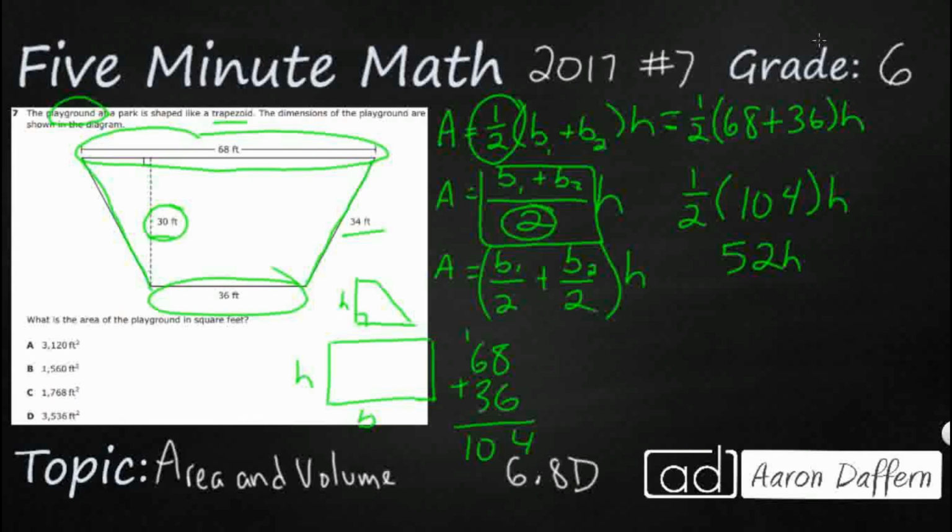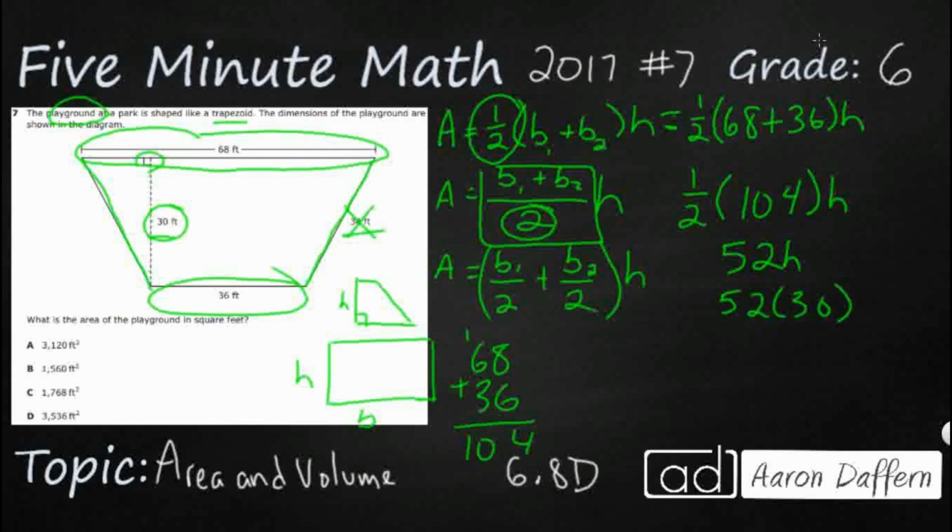Most trapezoids, you are going to see this dotted line right here, and they have to provide you with a height because your two other sides are slanted, and height has to be perpendicular. You see this right angle right here, perpendicular to the bases. So our height is 30, and so that's our trick. We don't need this 34. We would need it if we wanted to find perimeter, but we're not looking for perimeter. So we're just going to do 52 times 30.